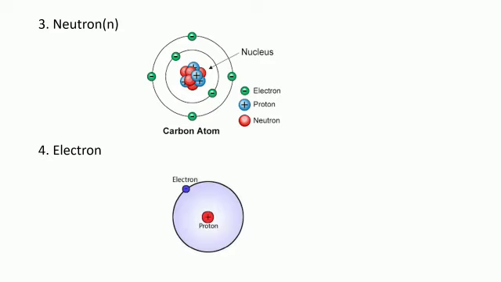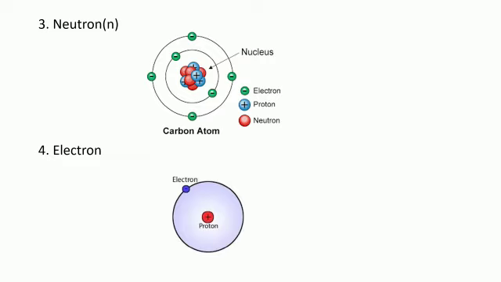Third, neutron. A neutron is a subatomic particle which is electrically neutral, or has no charge. It is denoted by the symbol small n. It is found in the nucleus of every atom except that of simple hydrogen. The mass of a neutron is approximately 1 Dalton, which is almost equal to that of a proton.